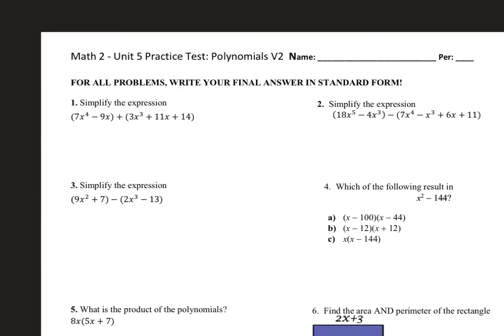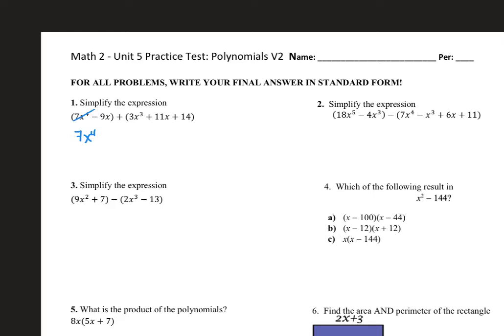Problem number 1 is asking us to simplify the expression, and in this case we are adding the two polynomials. So when adding, you can basically ignore the parentheses and we're just going to combine like terms. So starting with my highest degree exponent, I have 7x to the fourth, and there are no other 7x to the fourth terms, or x to the fourth terms.